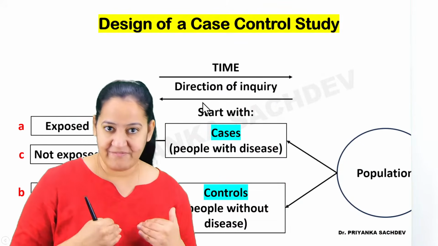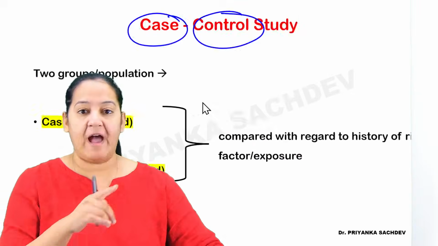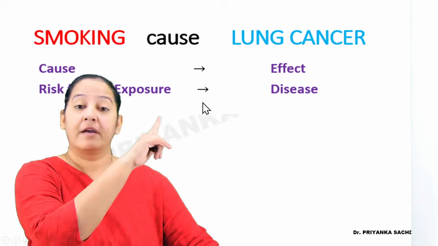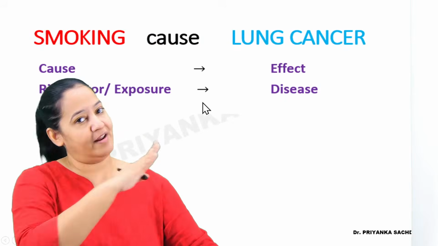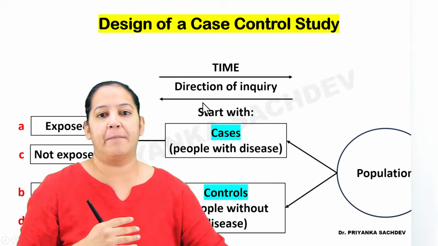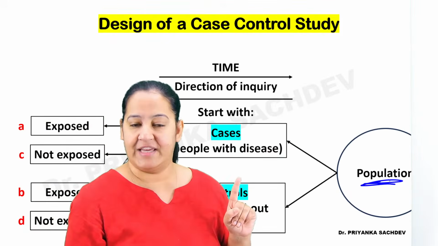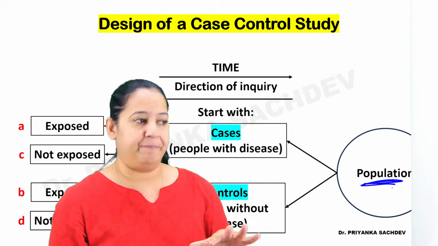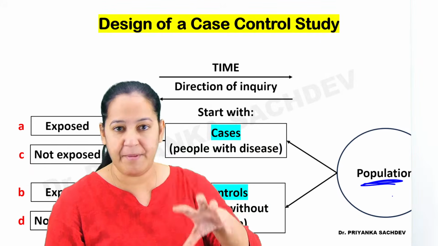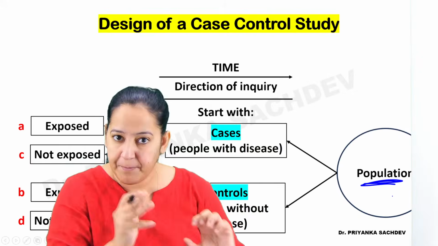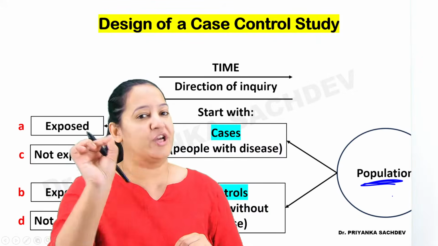I'm the investigator. I want to prove this hypothesis: smoking leads to lung cancer. So what will I do? I will take a population. The population can be anything. It is my defined population. It can be the Delhi population, the Mumbai population, or a particular community. So I will define that my population is this.